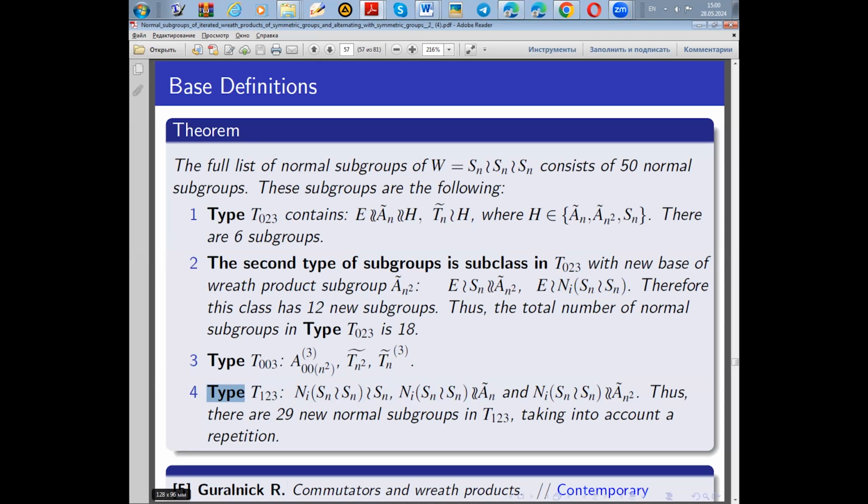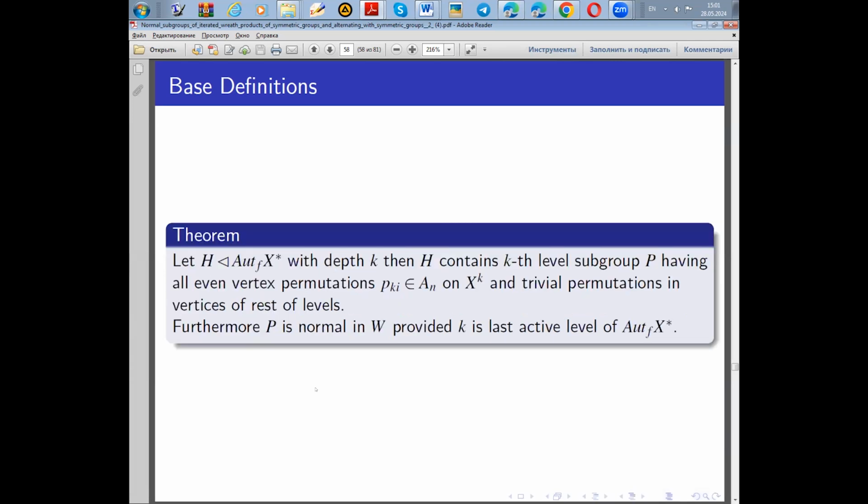Some similar, with me 5 minutes left, in the paper of Robert Guralnik, commutators of wreath products, but it was not for permutation groups, it's for abelian and perfect groups, and only commutators were described by him.